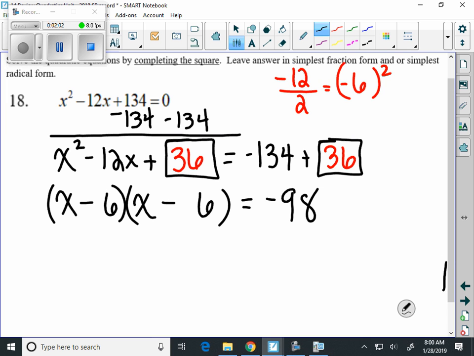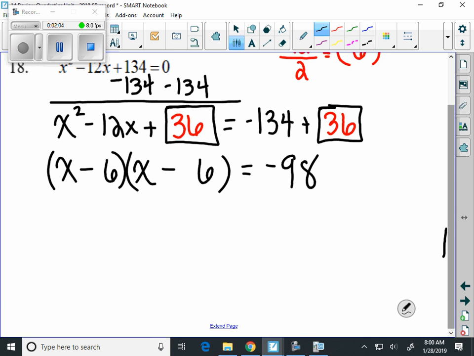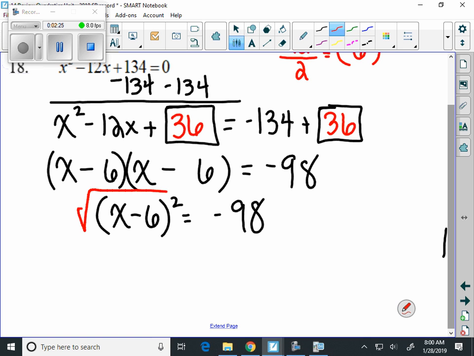And I know it's not listed on your steps here, but the next thing that I say to do is condense. Some teachers do that, and some teachers do not do that last step. But we're just going to rewrite this. We get x minus 6 squared equals negative 98. And now we're on to our next step, which is to take the square root of both sides.